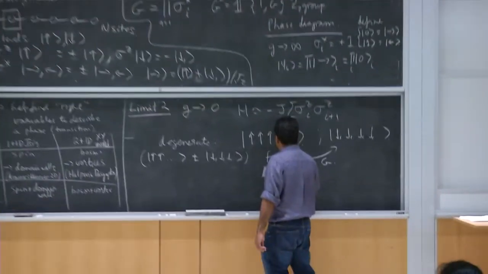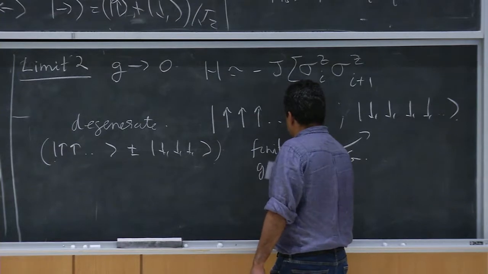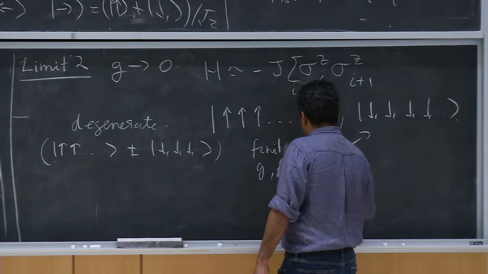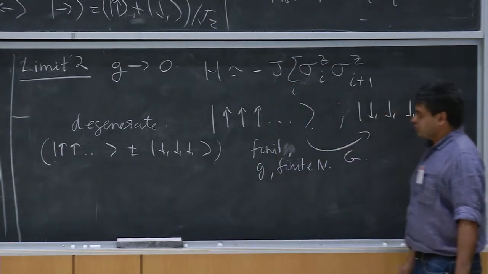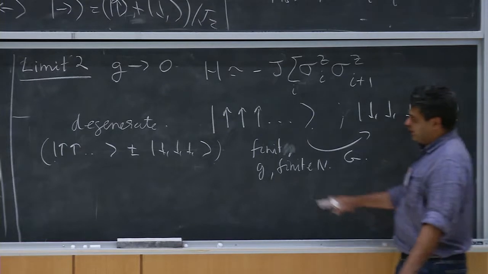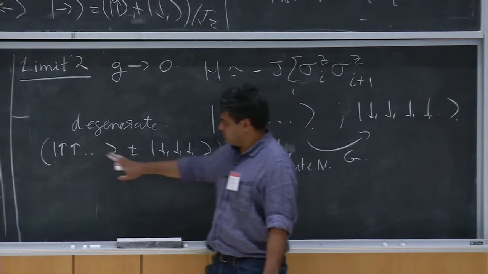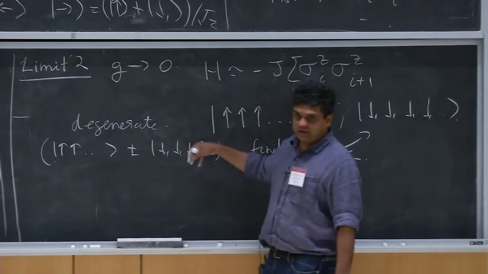Okay, so this is a finite g and finite N. But if you go to the limit of infinite number of particles, a very large number of particles, you see that this is an extremely strange kind of state. It's actually a Schrodinger cat state. Okay, all spins being up plus all spins being down.